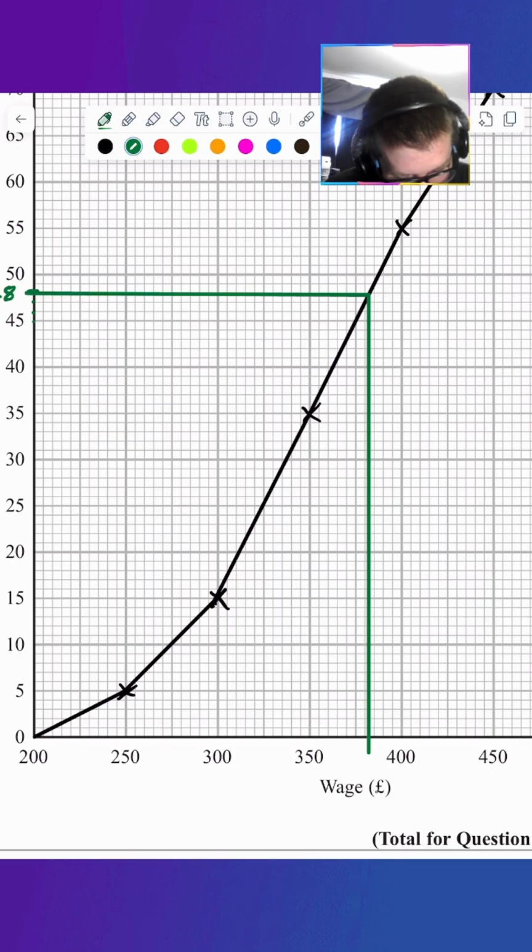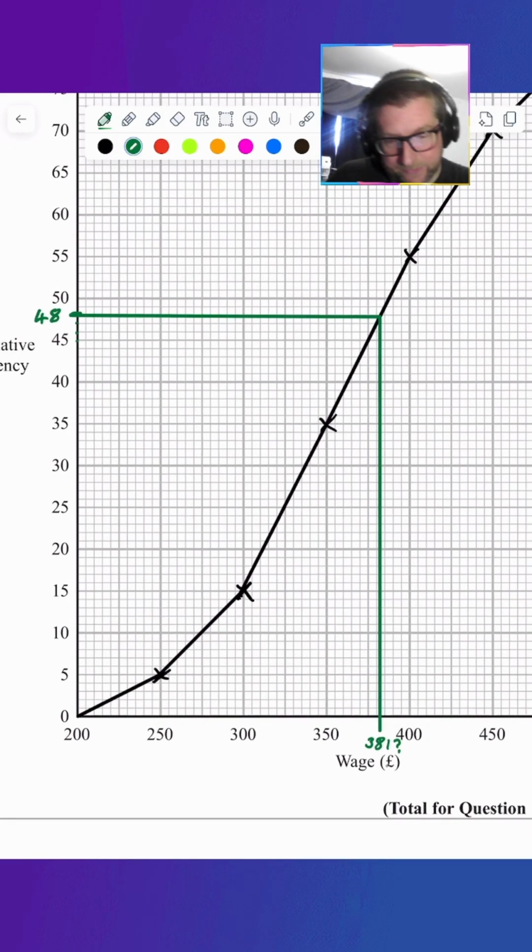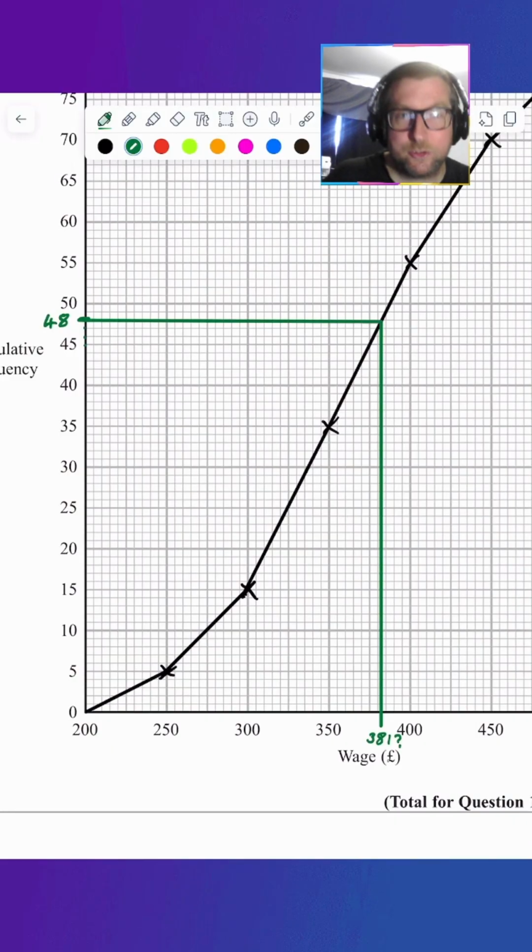So that value there is sort of between 380 and 385. So it's about, you know, 381, something like that. This is approximate, you know. So it looks like roughly 60% of people earn 381 or less.